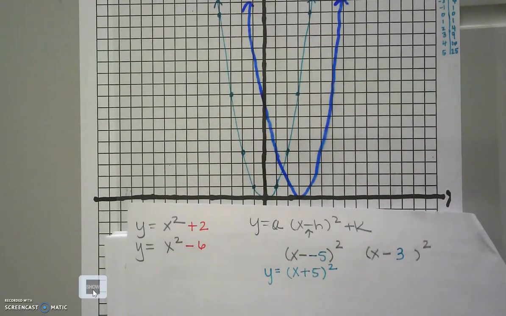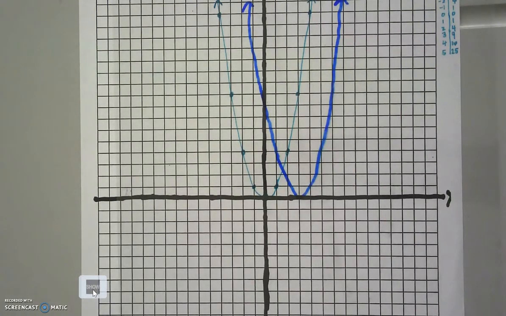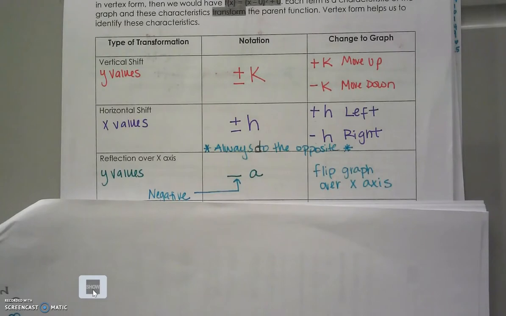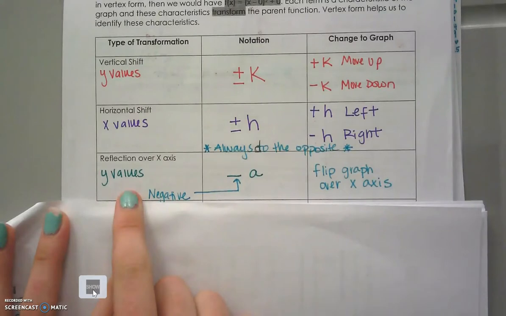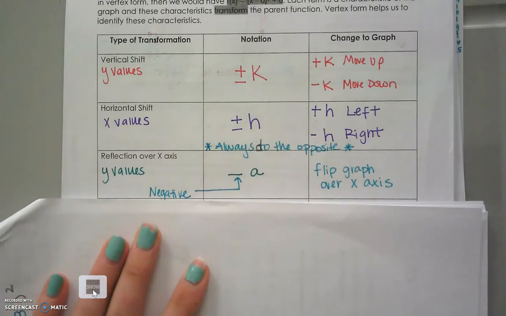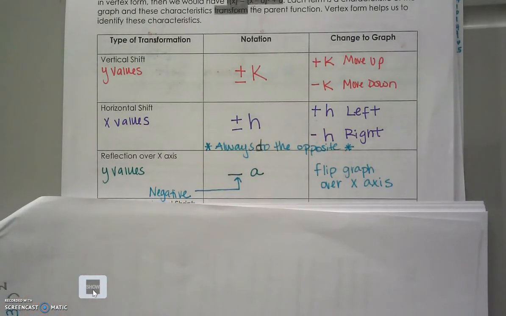Let's talk about a reflection now. A reflection is when your a value is negative. It's not the a value, there's just a negative out front. This reflection affects the y values. It'll always be represented by a negative out in the front of my equation, and it tells me to flip my graph over the x-axis.